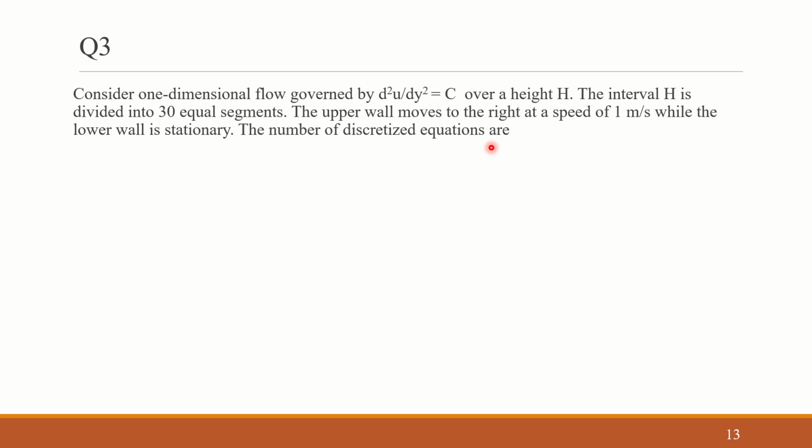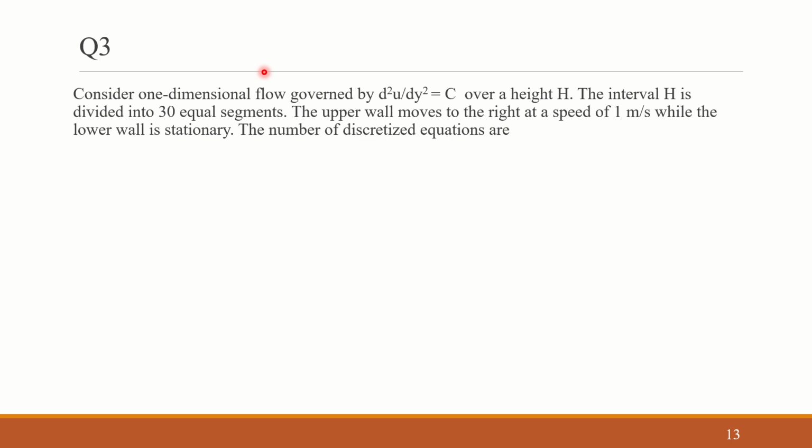To help you visualize it, the problem is on a one-dimensional flow system governed by this particular equation over a height h. u is varying with respect to y, and y is the height. You can think of it as a rod, with height h, divided into 30 equal segments. It is given that the upper wall moves at a speed of 1 meter per second and the lower wall is stationary. So we know the values at the extremes: at y equal to h we have a velocity of 1 meter per second, and at y equal to 0 we have a velocity of 0.